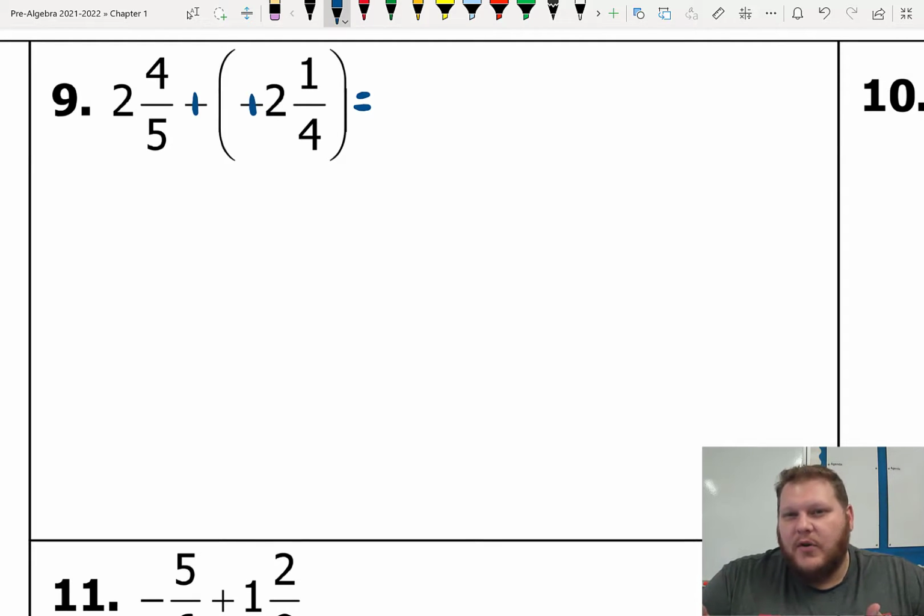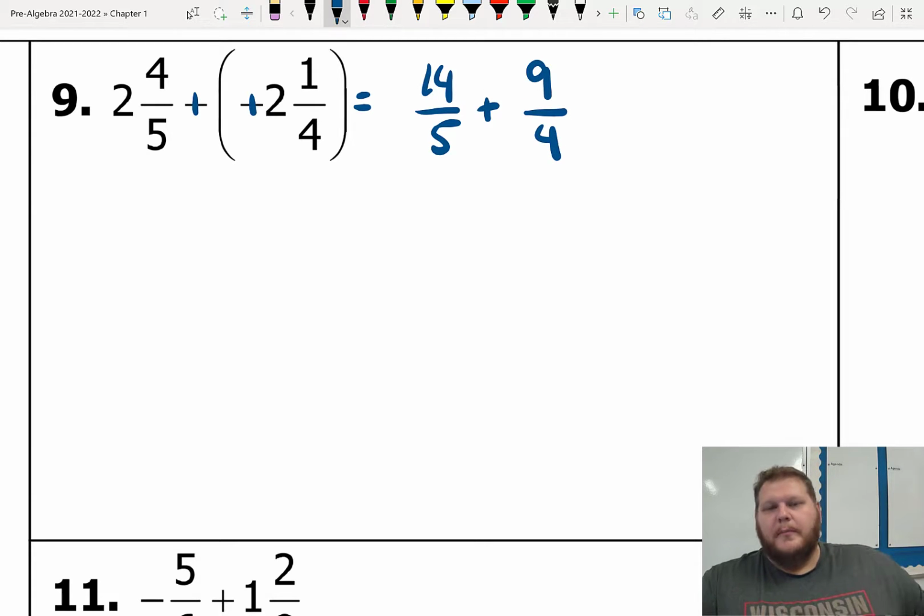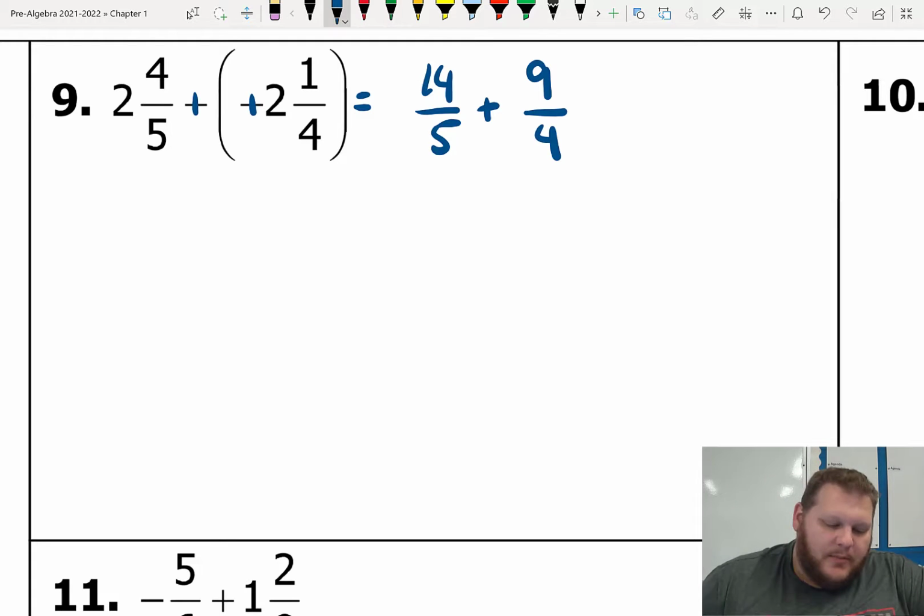At the same time, I convert these into improper fractions from my mixed numbers. So to convert 2 4/5 into an improper fraction, we would do 2 times 5, which is 10. 10 plus 4 is 14. So 14 over 5. We know now that that's plus since we were subtracting a negative. 2 1/4, if we're trying to rewrite that as an improper, 2 times 4 is 8, plus 1 is 9 over 4. So that big ugly problem became 14 over 5 plus 9 over 4.